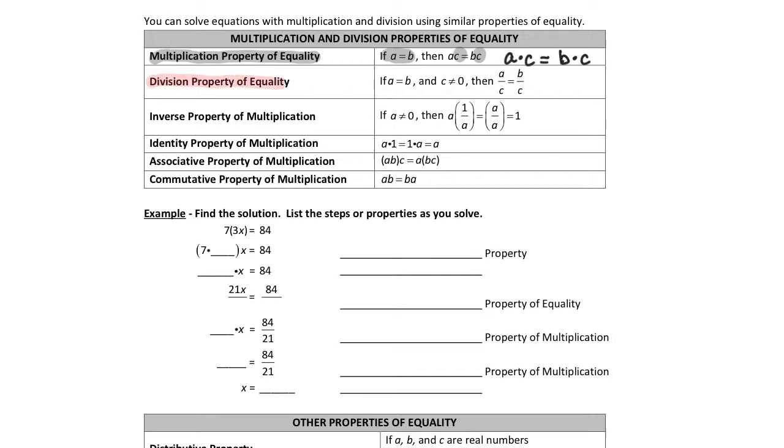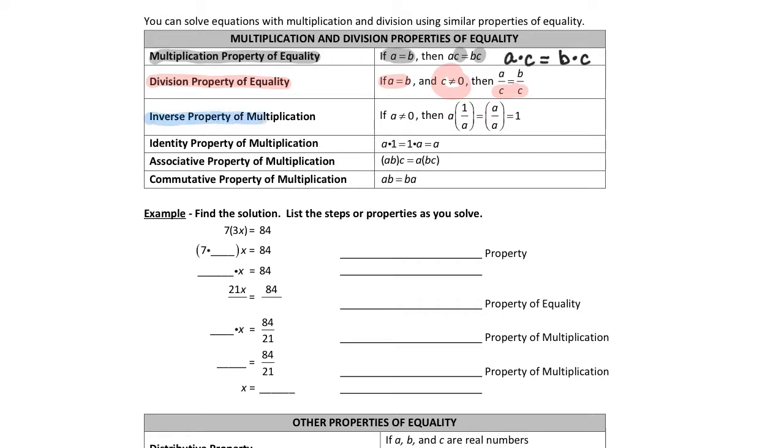Next, the division property of equality. If we start with A equals B, then we can divide a C from each of them and it stays equal. One thing you have to watch out for though, C can never equal 0 or else this is not true.